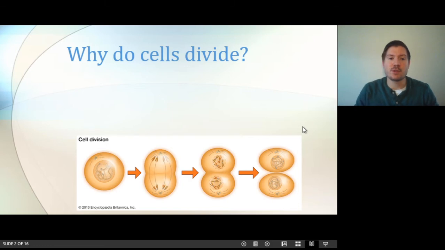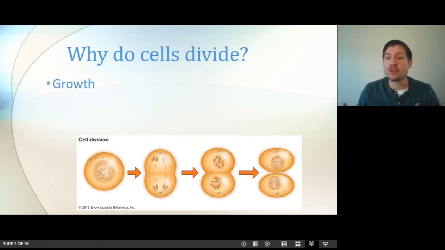So the first thing I want you to think about is, why do cells divide? You might want to take a second here, pause the video, and think, what are one or two reasons that we need new cells? Maybe take a second to pause now. Thought about it? Alright, some of the reasons might have come to mind.